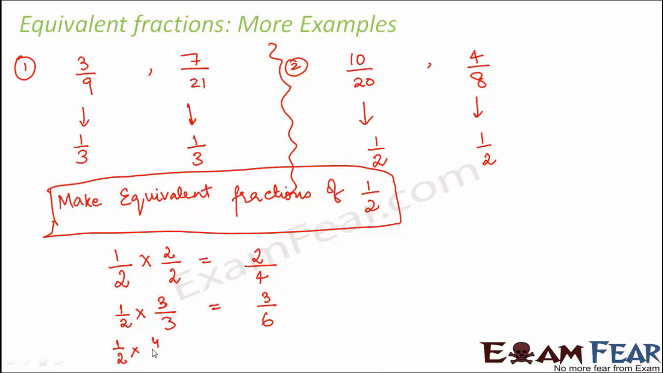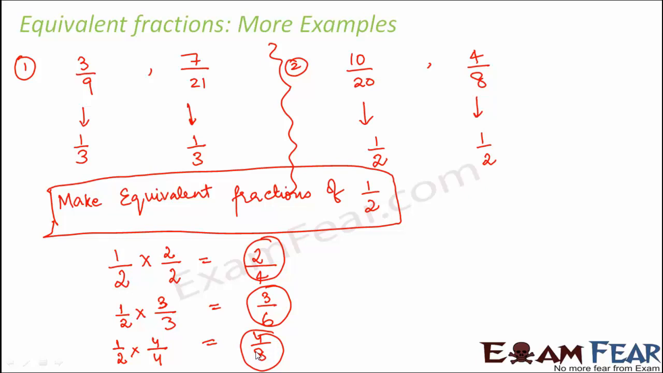Now, if you multiply by 4, what do you get? You get 4 by 8. So 2 by 4, 3 by 6, 4 by 8, and so on. These are all equivalent fractions of 1 by 2. In fact, this is how we make equivalent fractions of a given fraction.